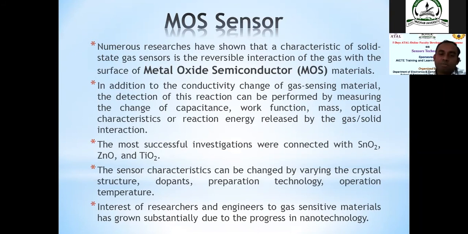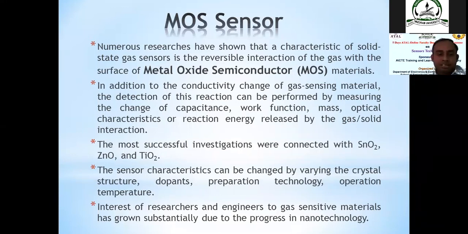How sensitive the sensor is, or how much sensing can be done, can be judged from different properties. Actually the MOS property, that semiconductor property, normally changes. The structure may change, the doping concentration may change, the capacitance may change, or the work function of the metal may change. So different things may be possible in the presence of a gas. Till now, the most successful investigation was performed on tin oxide, zinc oxide, and TiO2. These types of materials are actually used for MOS gas sensor preparation.